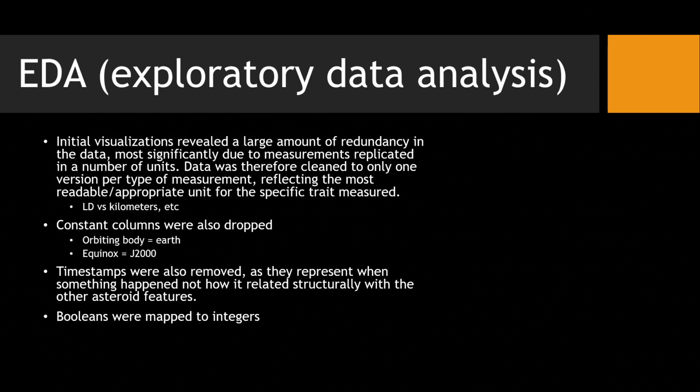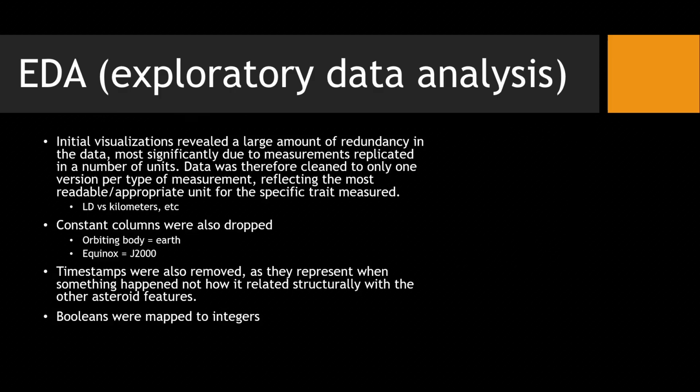So let's start with exploratory data analysis. The initial visualizations revealed a lot of redundancy in the data, most significantly because there were measurements that were replicated in a number of units. There would be a measurement in miles, in kilometers, in feet, and in meters. So what I did was I removed all of the duplicates and kept the units that made the most sense for the measurement that was being measured. For example, lunar distances versus kilometers. When we're looking at how far away something is in space, a lunar distance is usually a little bit more applicable.